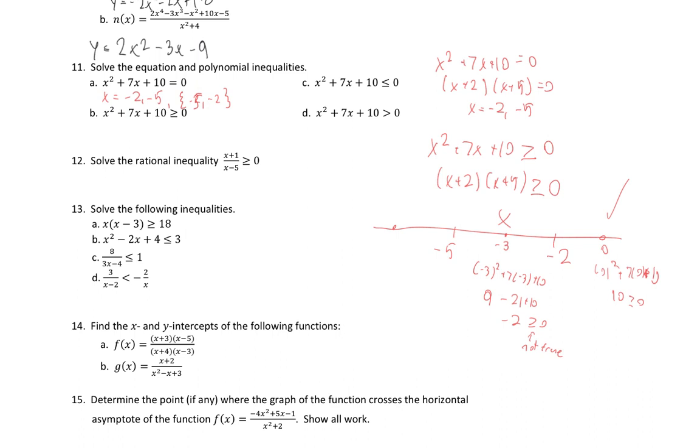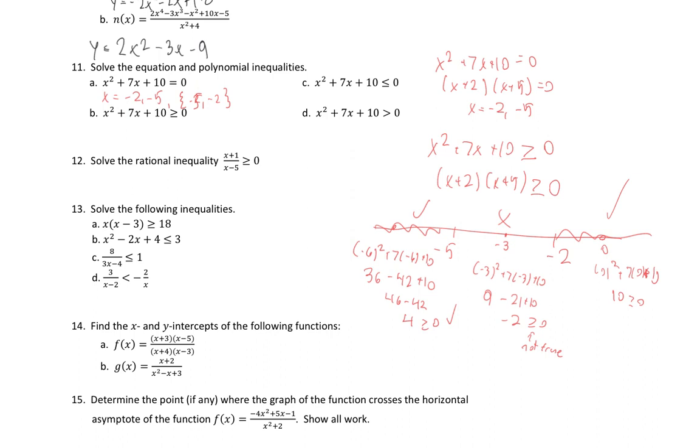So I'll try minus 6. So we'll do minus 6 squared plus 7 times minus 6 plus 10. So we get 36 minus 42 plus 10. That 36 plus 10 is 46 minus 42, which is 4, which is greater than or equal to 0. That works. So we're going to include all of this and all of that.